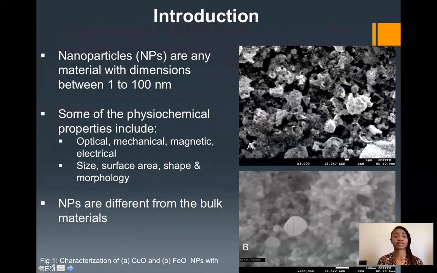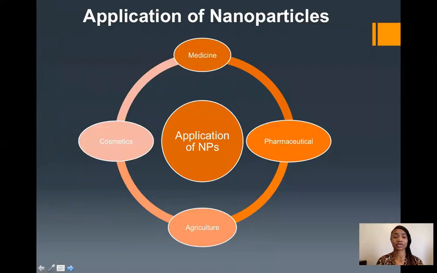Nanoparticles are materials with dimensions between 1 to 100 nanometers, and some of their physical and chemical properties include optical, mechanical, magnetic, and electrical properties. They are also characterized based on their sizes, surface area, shape, and morphology. These unique properties make them different from their bulk materials.